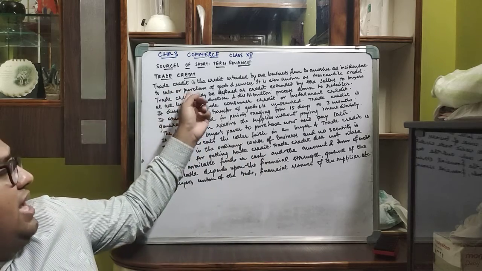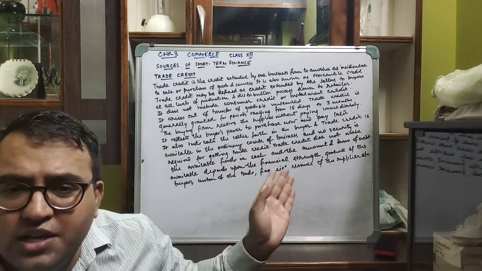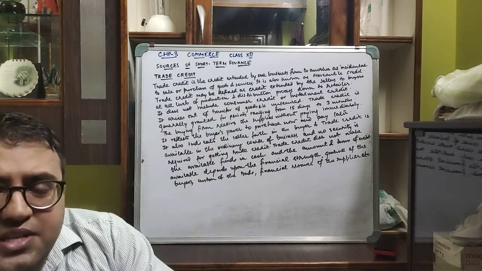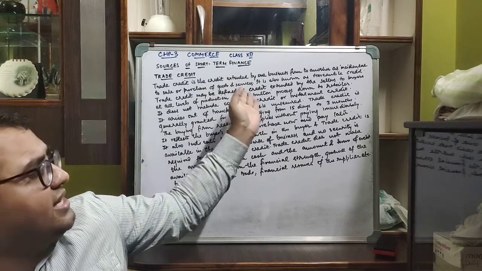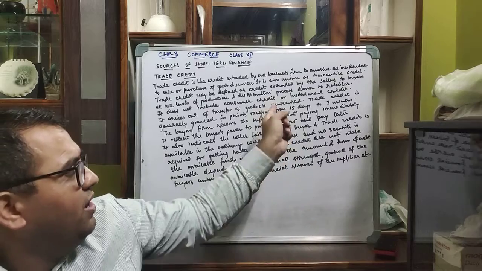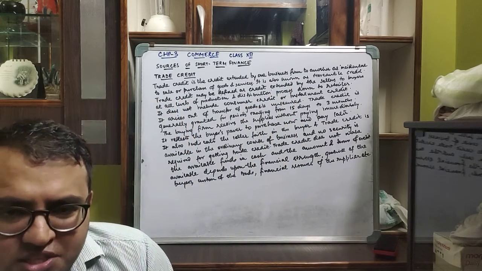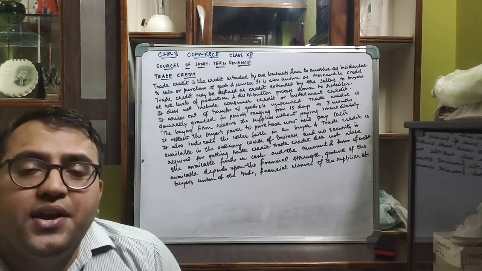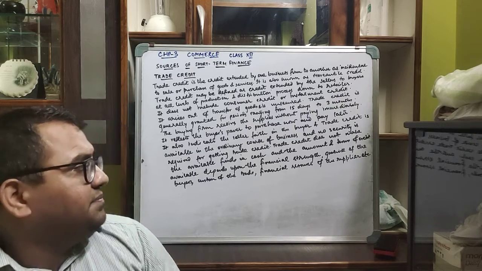So, as we have discussed all these things, I have written them here for your convenience. Trade credit, which we have discussed earlier, is the credit extended by one business firm to another as incidental to the sale or purchase of goods and services. Its alternative name is mercantile credit.